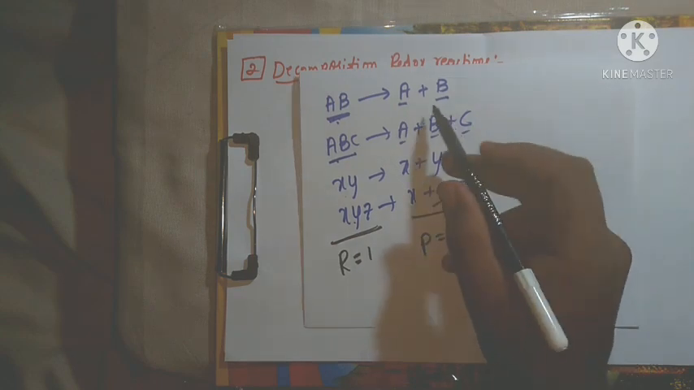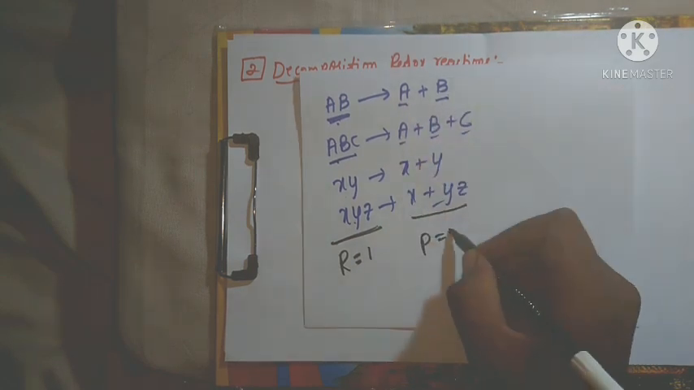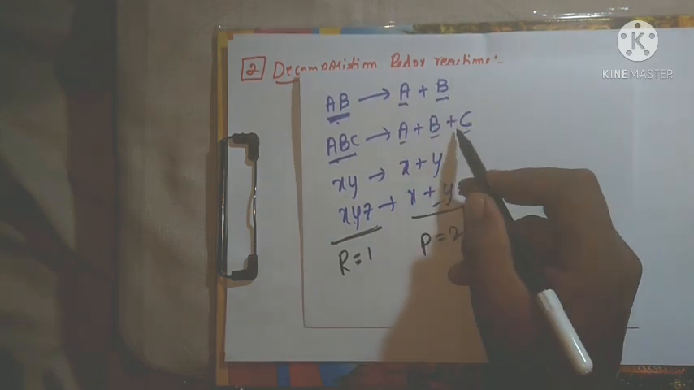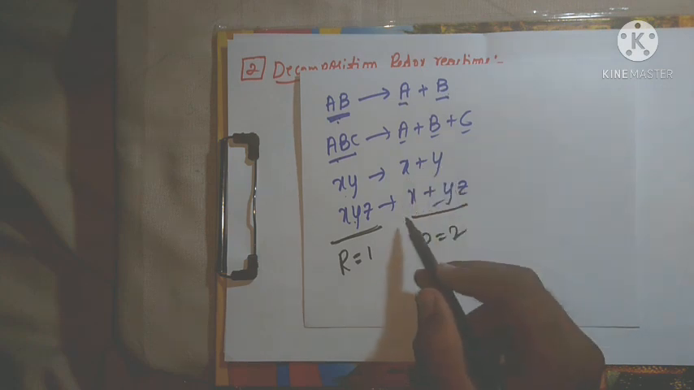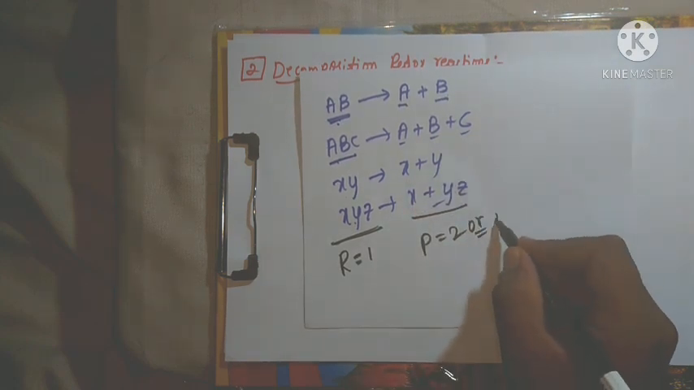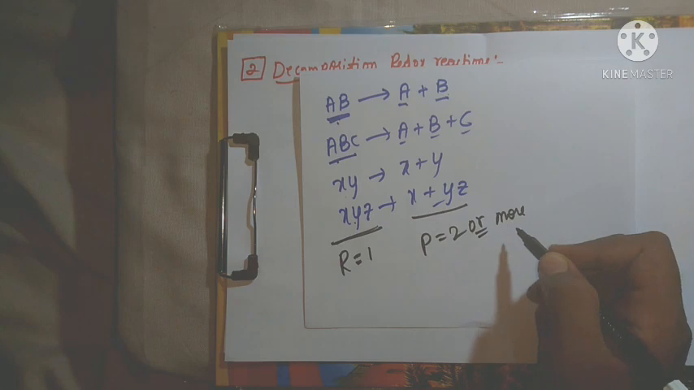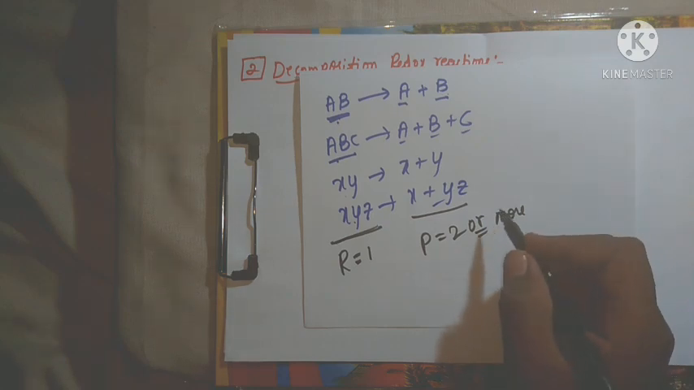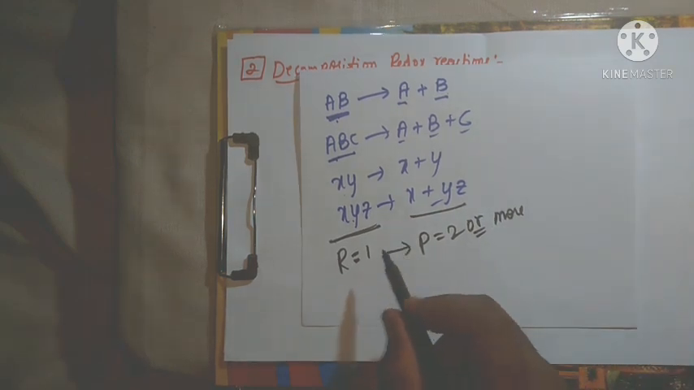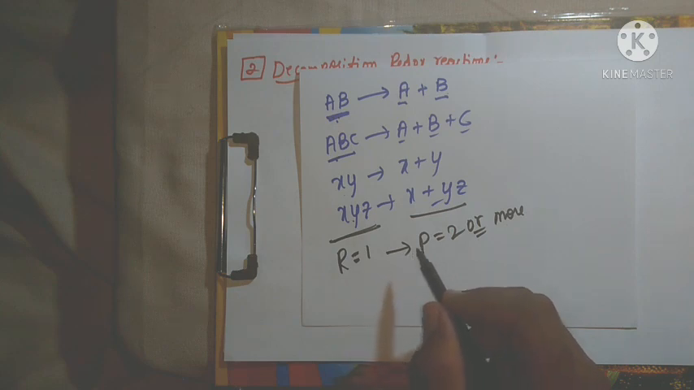Just check. In the first reaction, how many products are there? Two. In the second? Three. In the third, again two, again two. Means two or more. Sometimes it may be three, four, five, etc. Now, such type of reactions are called what? Decomposition redox reactions, or simply decomposition reactions.